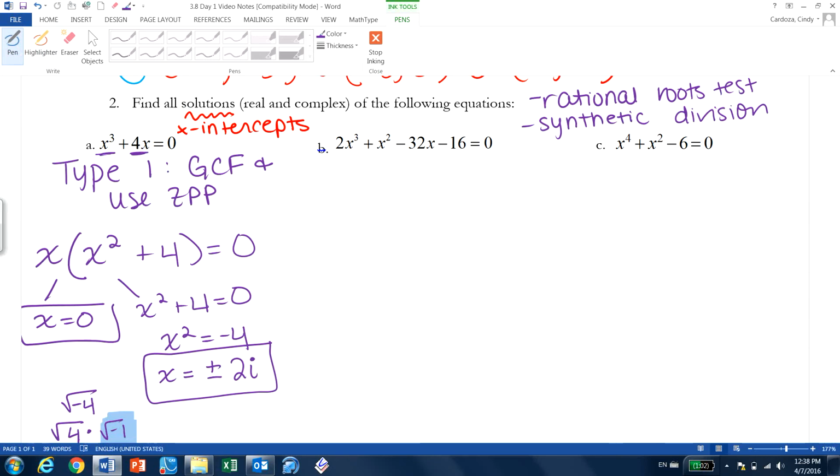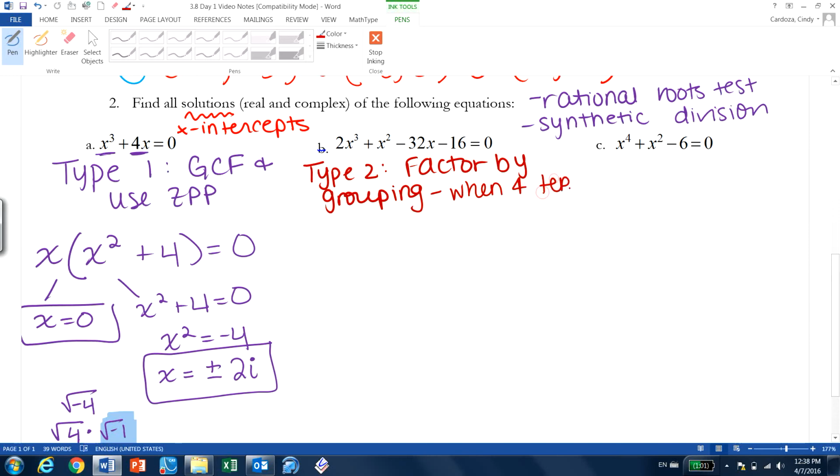Easy peasy. Type 2 is probably the hardest type, and again, you can use the rational roots test and you can use synthetic division. That will always work. So if this type is too confusing for you, it's okay. So type 2 is to factor by grouping. Now you use this type when you have 4 terms. You only use it when you have 4 terms. So that means I have 1, 2, 3, 4 numbers. That's how I know I can use it.